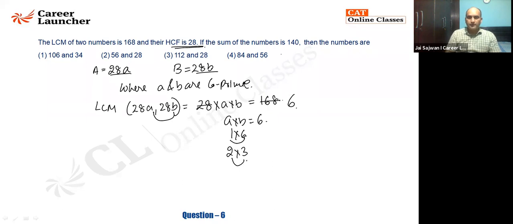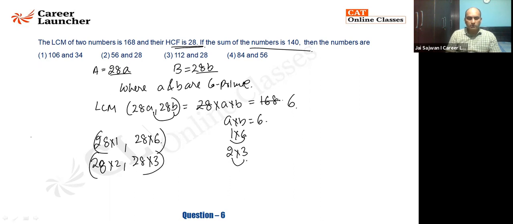Then it is given that the sum of the numbers, that means one number can be 28 into 1 and second number is 28 into 6. Or one number can be 28 into 2 and second number is 28 into 3. These are the two numbers which are possible. What is the summation of these numbers? 28 plus 28 into 6. Can I say 28 is common? It is 1 plus 6, which is 7. Yes. So 28 into 7 is not equal to 140. ये चला गया, 140 के बराबर नहीं होगा.